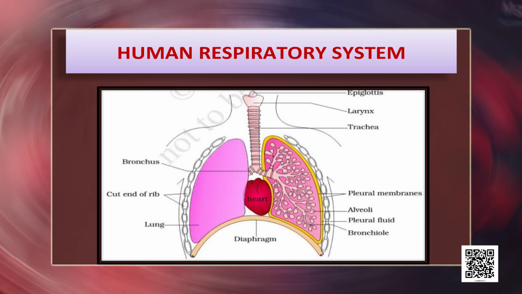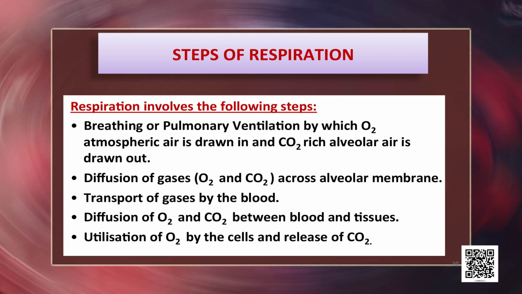The thoracic cavity is closed below by the diaphragm. Such an airtight arrangement is essential for breathing, as we cannot directly alter the pulmonary volume. Respiration involves the following steps: breathing or pulmonary ventilation, by which atmospheric oxygen enters inside and carbon dioxide is released. Diffusion of gases, oxygen and carbon dioxide, across the alveoli.